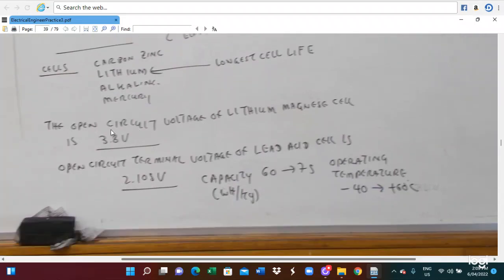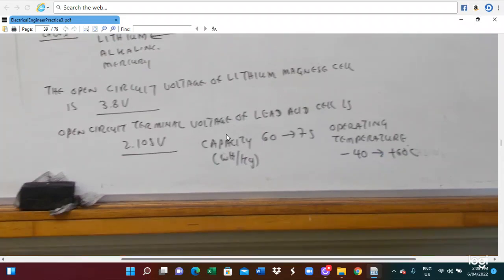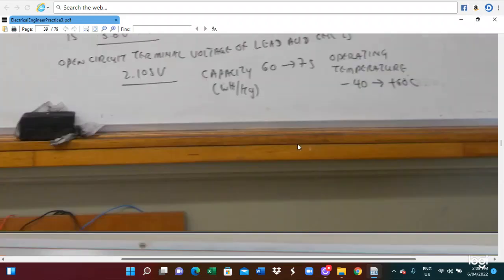In this case, the open circuit voltage of a lithium magnesium cell is 3.8 volts. The open circuit terminal voltage of a lead acid cell is 2.105 volts. The capacity is that it can supply 760 to 75 watt hours per kilogram. Operating temperature is minus 40 to plus 60 degrees centigrade.